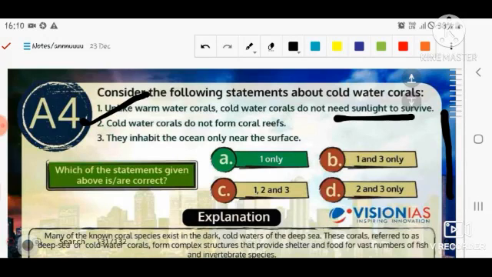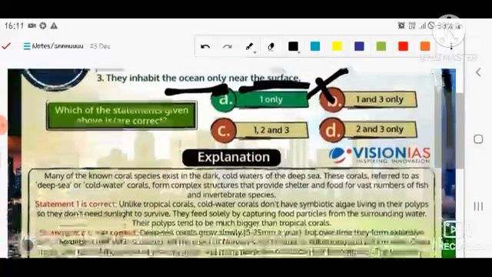So, first is correct. Cold water corals do not form coral reef. That is completely wrong, because cold water corals also make their colonies. And what is a coral reef? A coral reef is nothing but a colony of corals. So, second is incorrect. Although their dependence on sunlight and the external environment is less, deep down in the ocean you find many varieties of coral reef there. They inhabit the ocean only near the surface. That is wrong, because they are found deep in the ocean; their dependency on sunlight is less, but their dependency on rock is more. So, they are found near the rock. And where can we find rock? In the deep ocean trench area. So, third is also not correct.